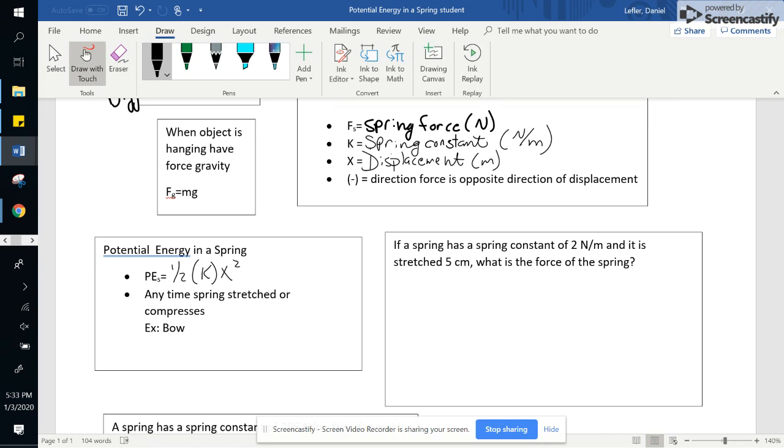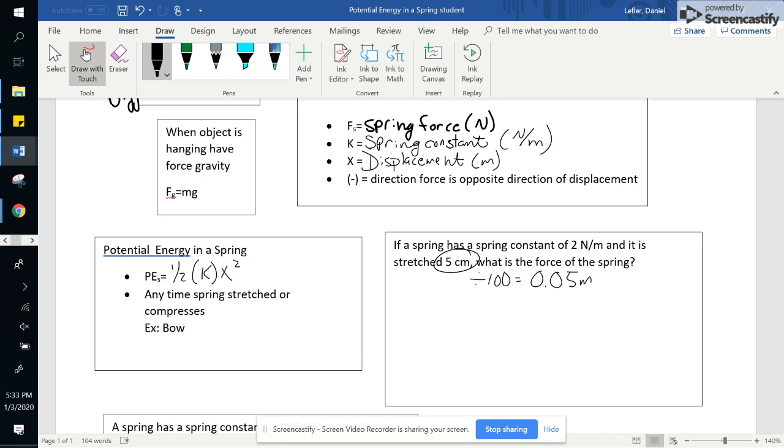So now let's look at one of two examples here. If a spring has a spring constant of 2 newtons per meter and it is stretched 5 centimeters, what is the force of the spring? So first thing we need to do is change our centimeters into meters. We're going to do that by dividing by 100. So we should get 0.05 meters, because again, that has to be in meters.